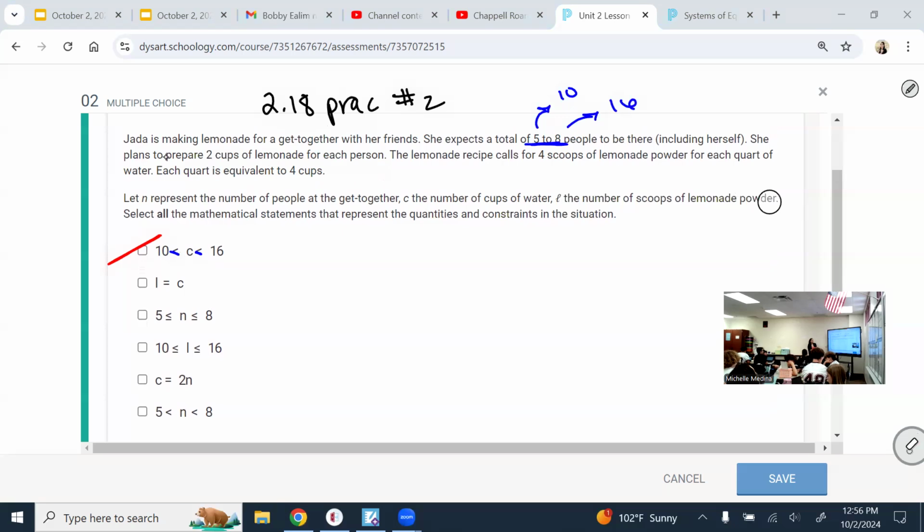Number of scoops of lemonade powder, which we know she wanted if we reread it, where he talks about the lemonade powder. She wants 4 scoops of lemonade powder for each quart of water. And know that each quart is equivalent to 4 cups. So what does that end up being per cup? Think about it. No one say it yet. Just think about it. If she wants 4 scoops of lemonade powder for each quart, and there's 4 cups in a quart, then how many scoops of lemonade powder is it for 1 cup?